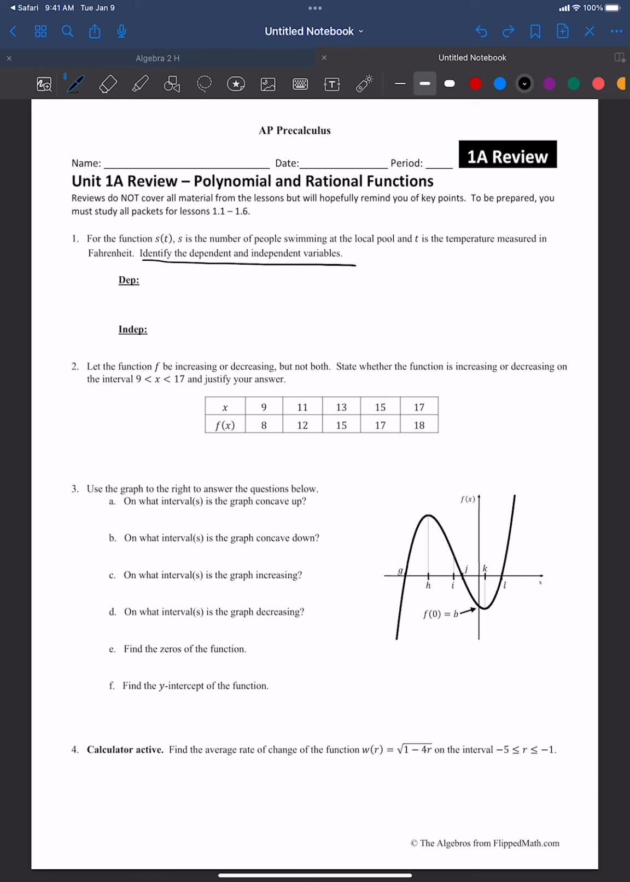So in this first example, the dependent variable is the number of people swimming because that amount of people will affect the temperature, or the temperature affects the amount of people who are going into the water. So remember, the independent is on its own, temperature is on its own, and the dependent relies on the independent. So however many people are in the pool depends on how warm the water is.